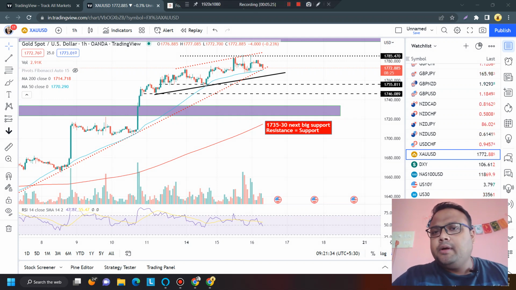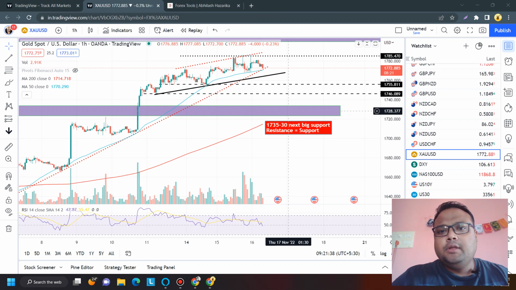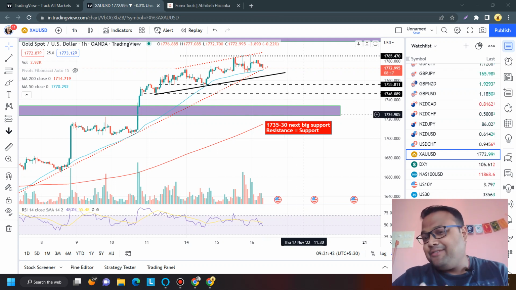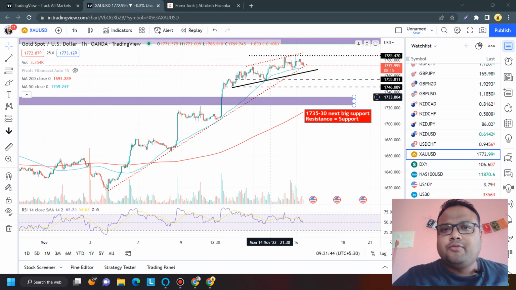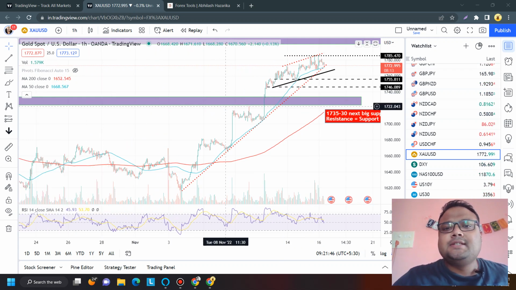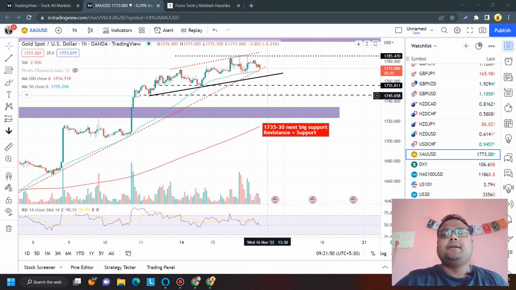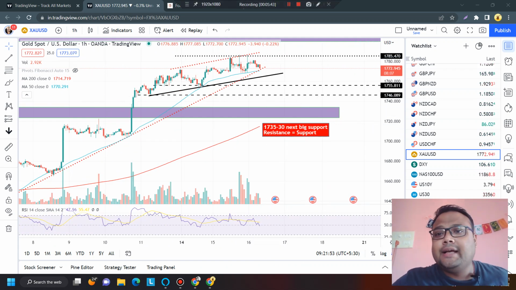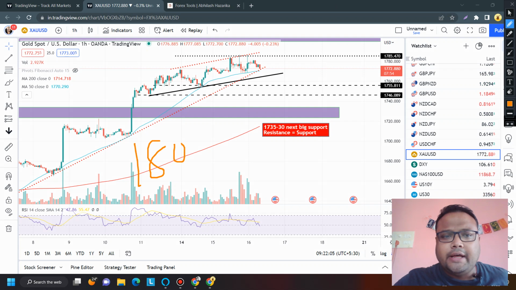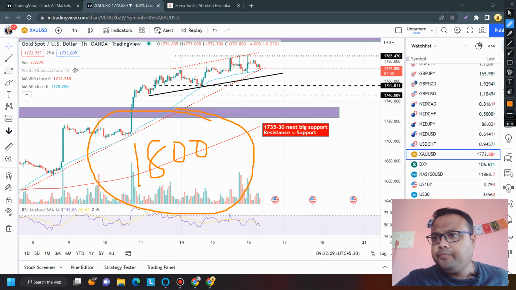In case of a huge drop, you can expect 1730 to 1735 to act as the next big support for the market, because previously the same level acted as resistance. Therefore right now we can expect the level to act as the next support. And the weekly target for gold is 1800. As we all know, 1800 is the next big level for gold.